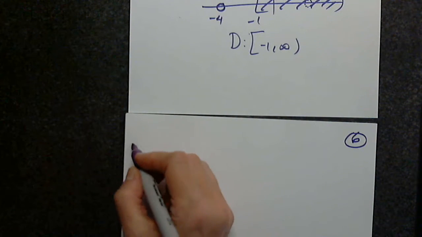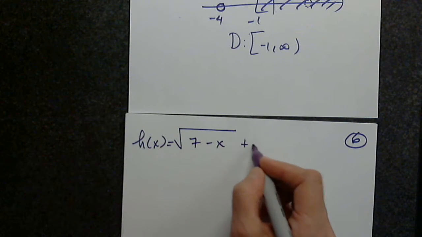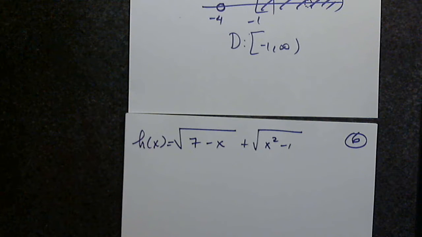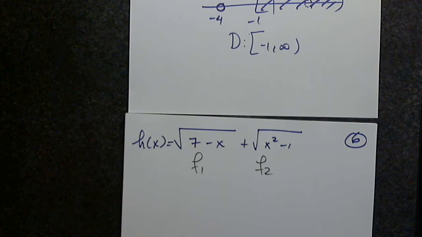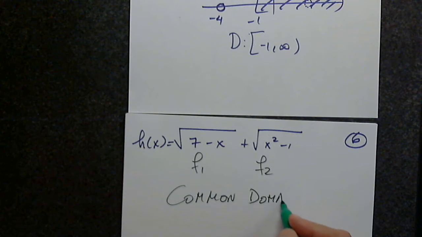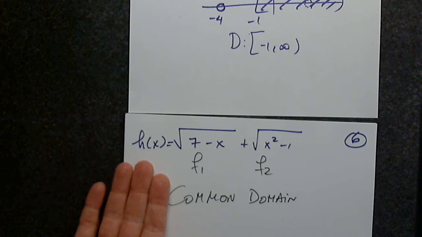Okay, so we have a function now, h of x, which is the square root of 7 minus x plus the square root of x squared minus 1. This is an addition of two functions, function 1 and function 2. If these two do not have a common domain, this function cannot be used for any purpose.